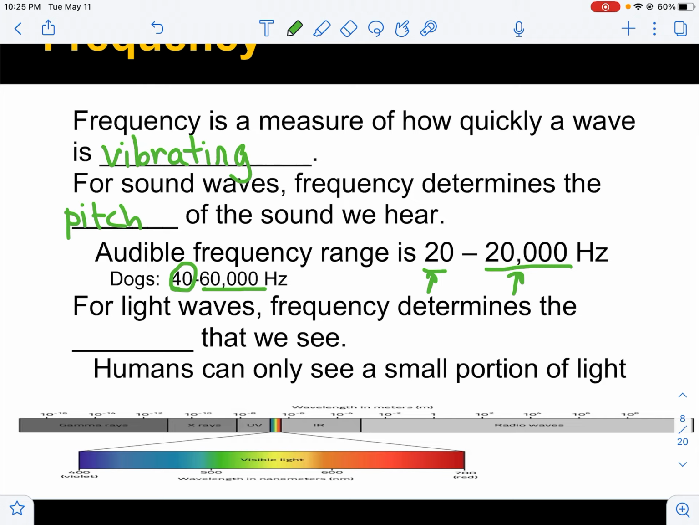And then in light waves, the frequency determines the color that we see. And humans can only see a small portion of light. Here they are measured in nanometers. Remember, nanometers and frequency and wavelength actually are related to each other, so we can use that to calculate. But you have your low frequency lights, like your violets, and you have your high frequency lights, like your reds.